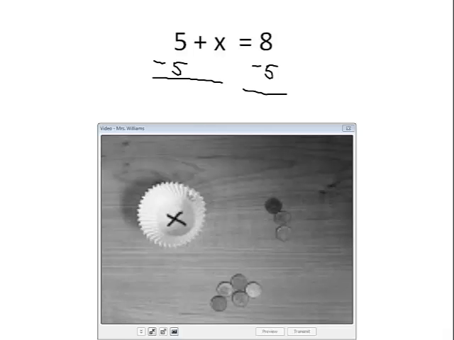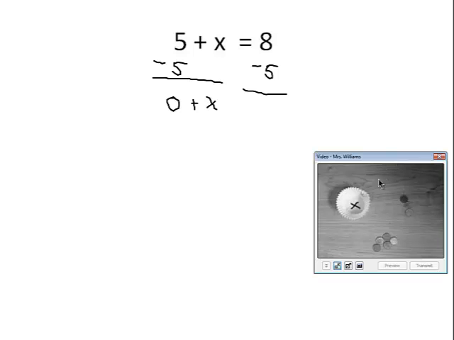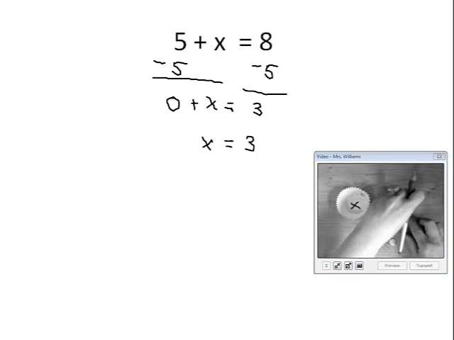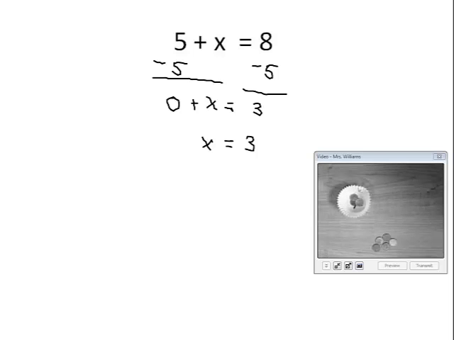So showing this on paper, we know 5 minus 5 is 0, plus x is equal to 8 minus 5, which is what we've got left over here, and that is 3. So our equation becomes 0 plus x is equal to 3. And we know 0 plus x is x, so we have x is equal to 3. Because now we have those 3 pennies left, there's only 1 x box for them to go into. So we would have 3 pennies in that x box, or x is equal to 3.